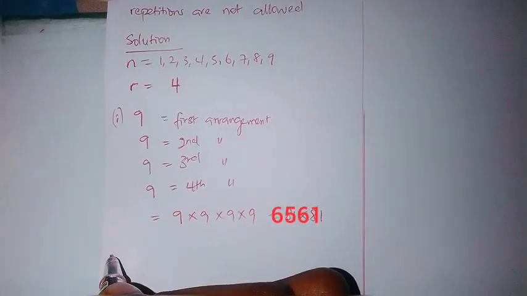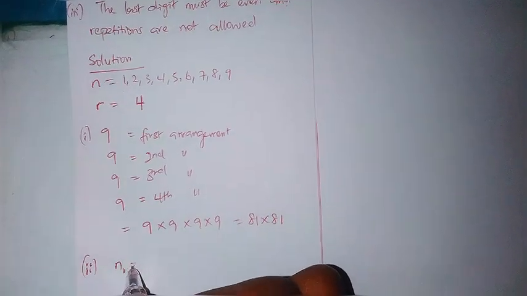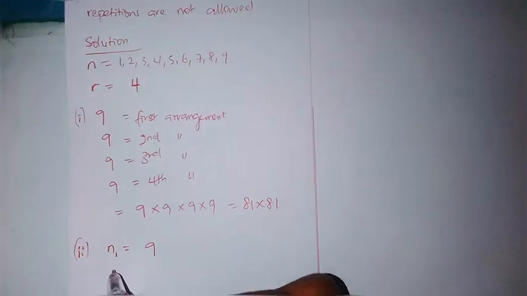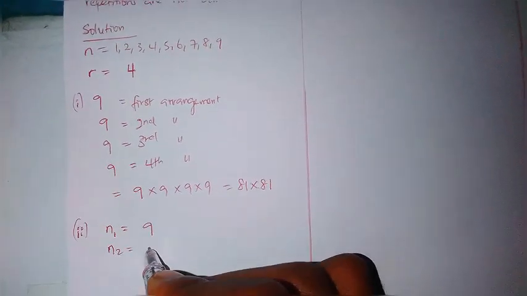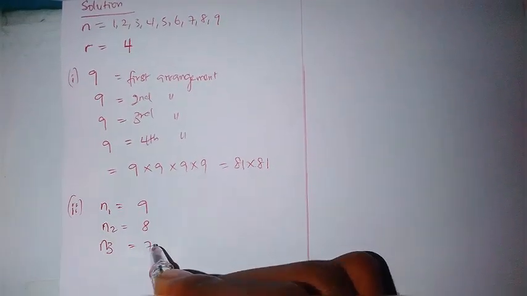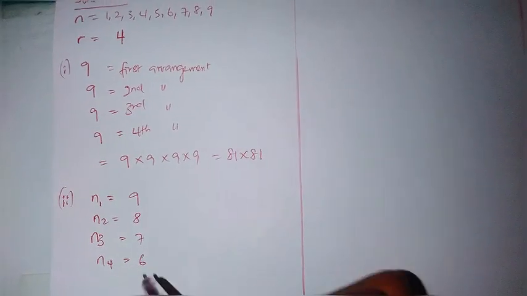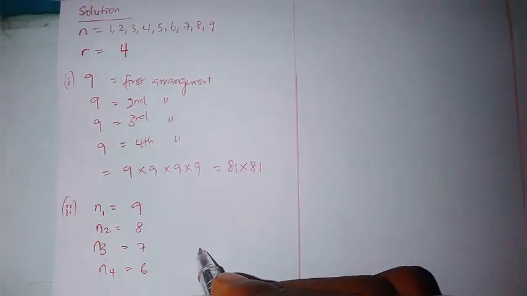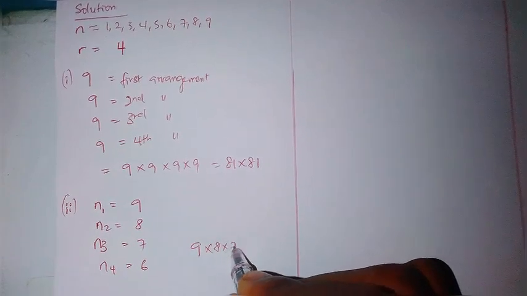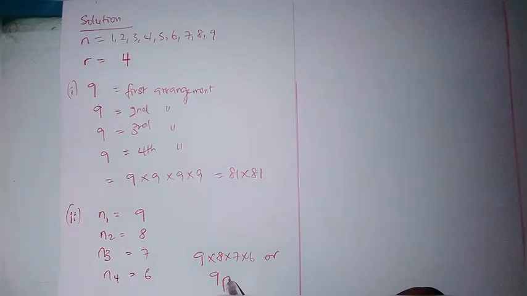So that's for that. Number 2, if repetitions are not allowed, it means my first arrangement, n1, will be 9. Second arrangement will be 8. Third arrangement, that's n3, will be 7. And fourth arrangement will be 6. In this case, I'm going to have it as 9 times 8 times 7 times 6, or 9 permutation 4.